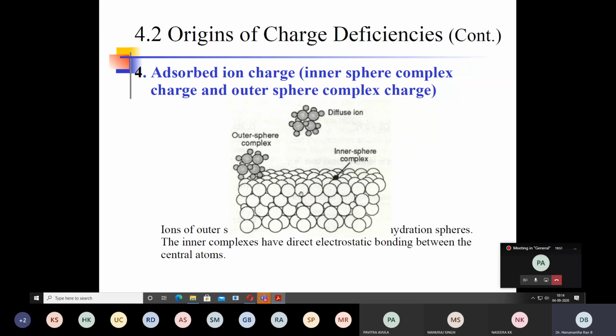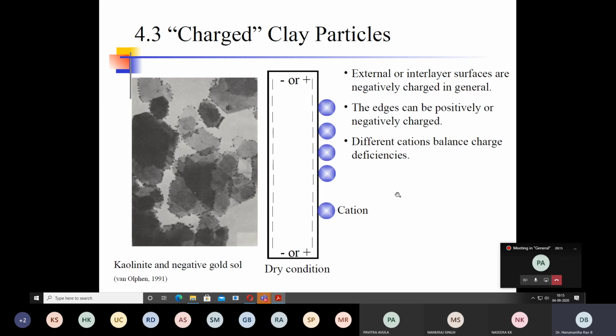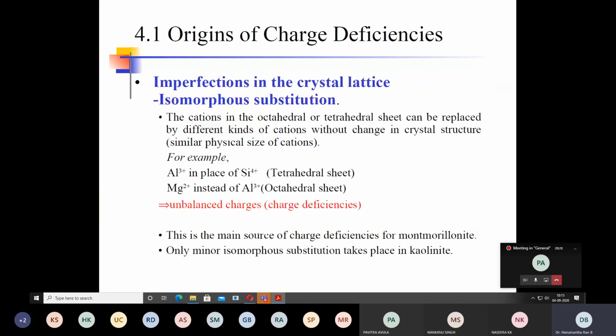As evident from this simple picture, this is called the inner sphere complex, while this is called the outer sphere complex. So this also causes some kind of charge deficiency, depending upon the adsorption of the ions, whether they are on the surface or inside the crystal lattice. Okay, so these are the four fundamental phenomena which cause the charge deficiency.